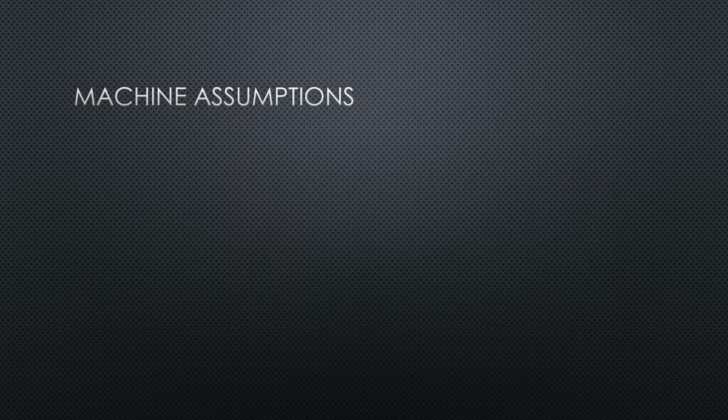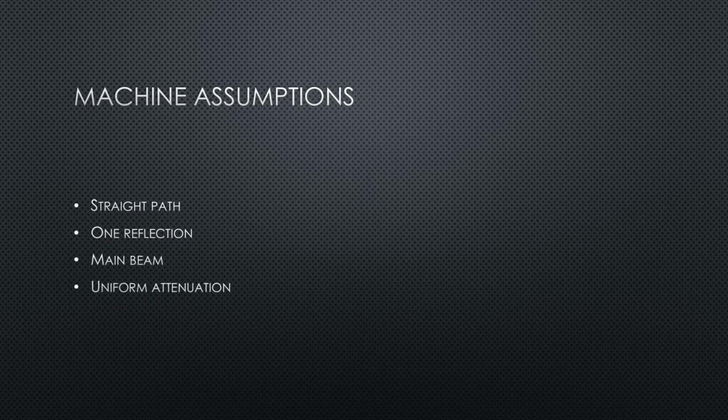So the machine has to make some assumptions in order to function at all. And we're going to talk about those assumptions and then what happens when those assumptions are broken. So one of the assumptions is that pulses and echoes travel along a straight path. Echoes return to the transducer after one reflection. Echoes originate from the main transducer beam. Pulses and echoes are attenuated uniformly by all tissues, and echoes travel at a uniform speed, which is that 1540 meters per second I mentioned earlier. So when those assumptions by the machine are broken, you get what's called an artifact.